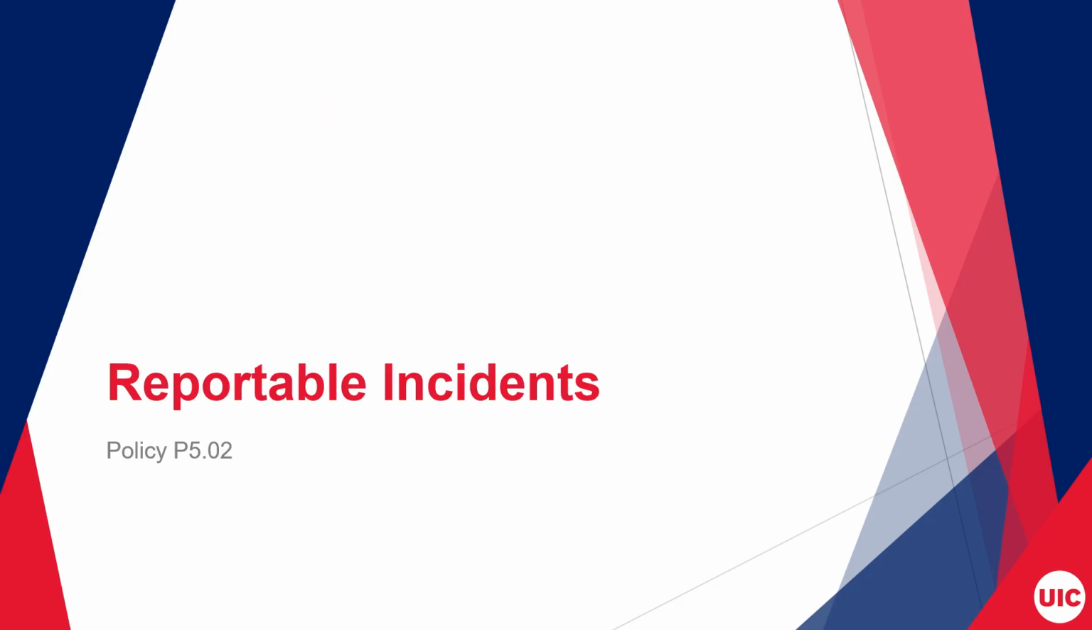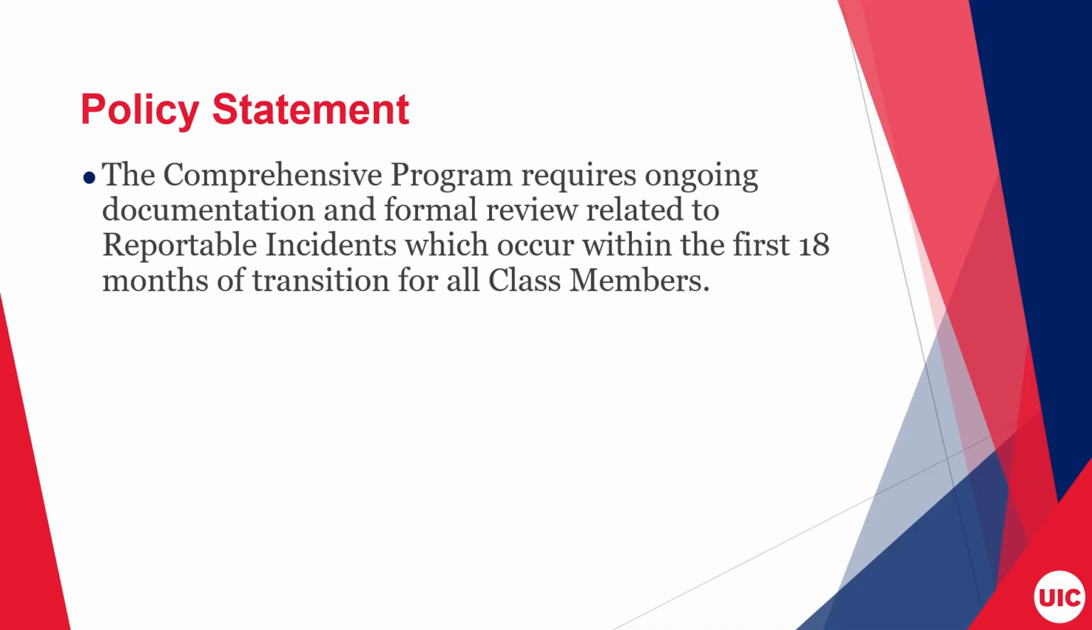Reportable incidents, policy P5.02. Reportable incidents are significant events that have the potential to negatively impact a class member's stability in the community. The comprehensive program requires that these incidents are documented and formally reviewed when they take place within the first 18 months of transition into the community.